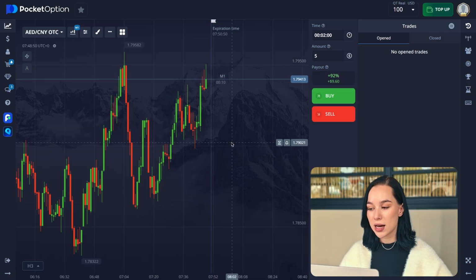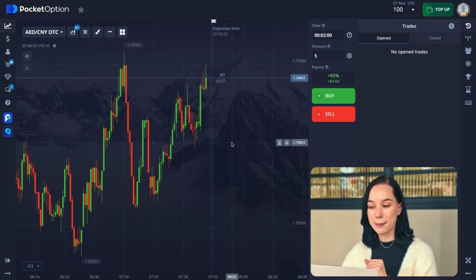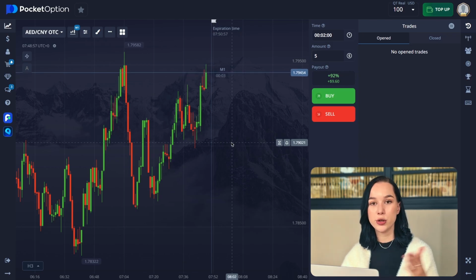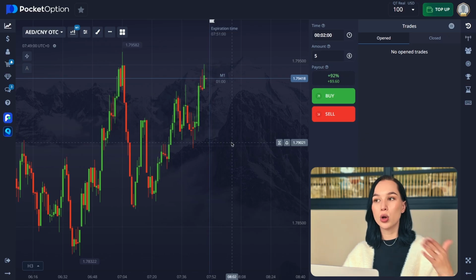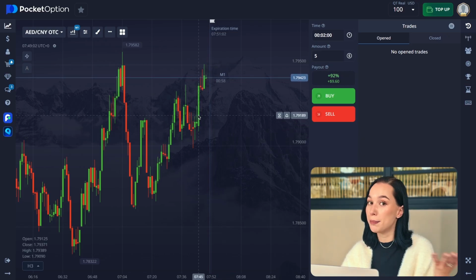So guys, let's get started. I have just $100 on my balance, so we're gonna trade, and in the process I'm gonna explain step by step what the bonus system is, how you can use it, how it all works, how you can even withdraw the bonus money.